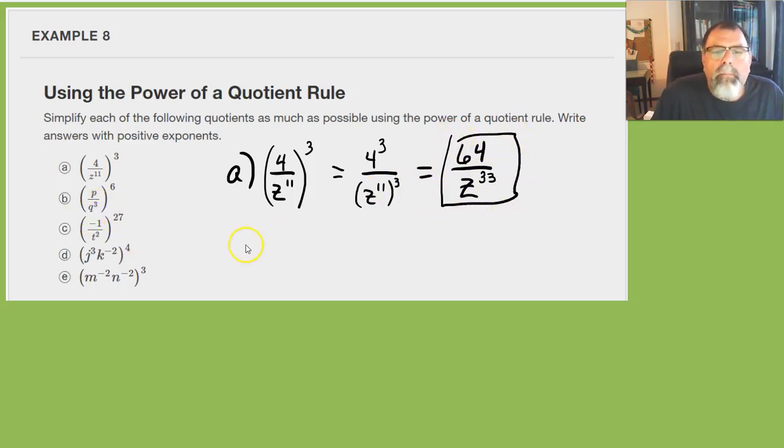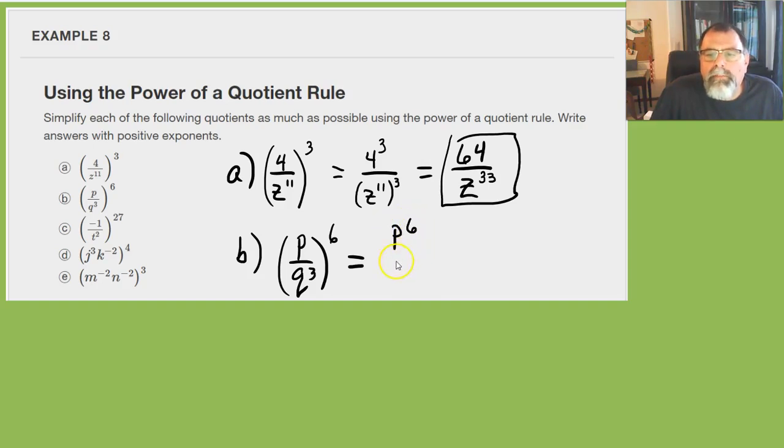Okay, moving on to B, p over q to the third, raised to the sixth power. So again, we're going to raise the numerator to the sixth power, the denominator to the sixth power. So the top, p to the sixth, there's nothing to do there. Bottom, we got a power to a power, so we multiply, q to the 18. And then that's your answer.